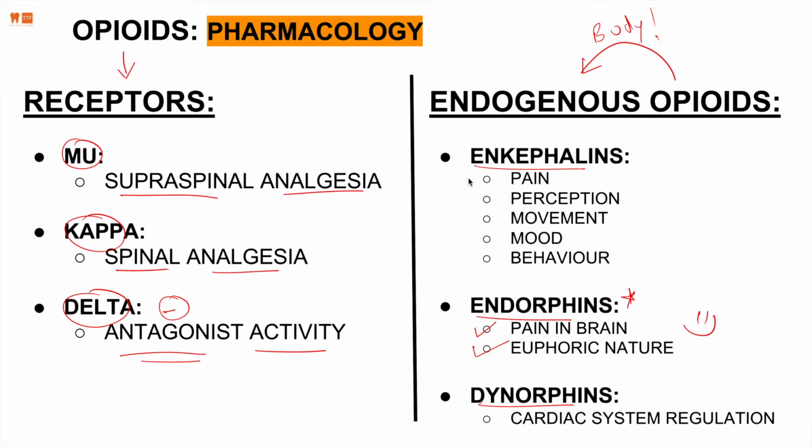Enkephalins are associated with more than just pain. We got perception that is blocked, we got movement blocked, mood altered, behavior altered, and that's what enkephalin has to do with.